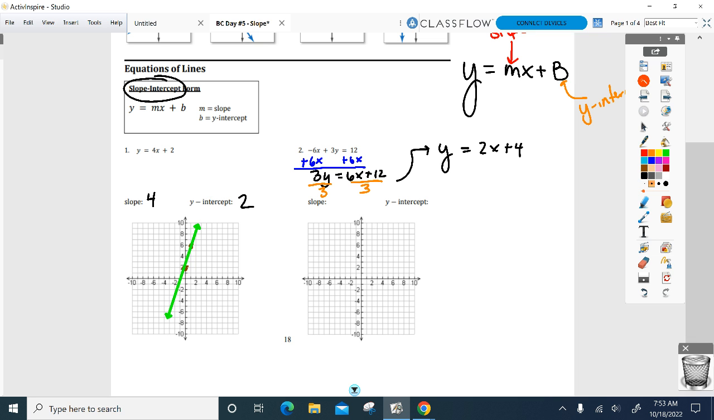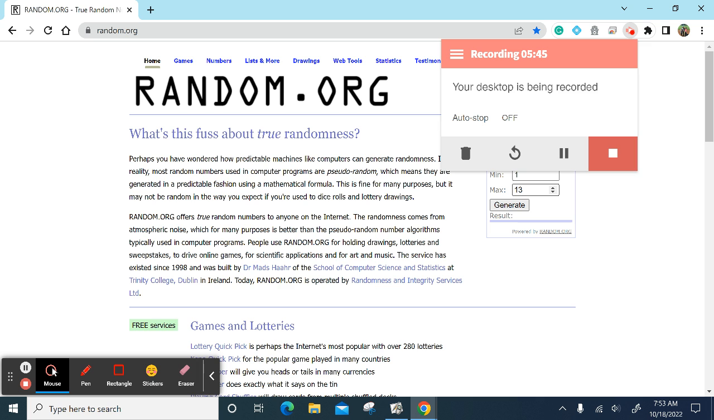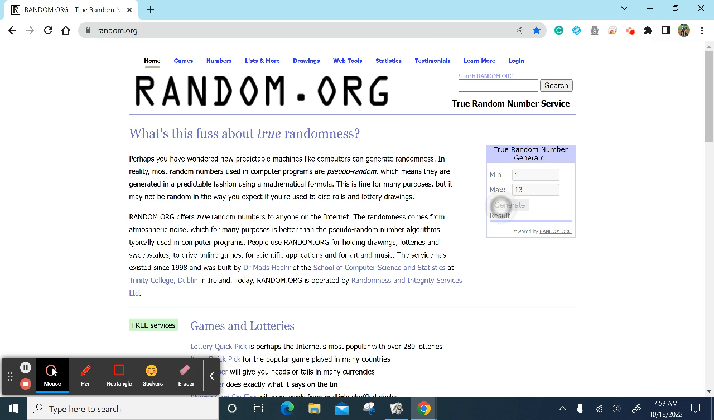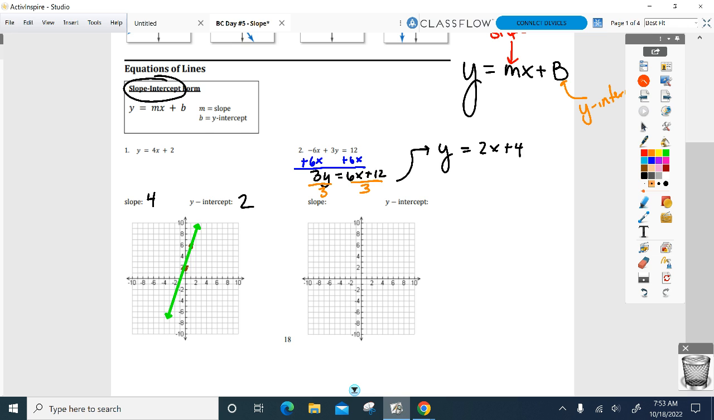Now I'll start calling out some people. How about the slope and y-intercept here? Let's hear from 3. Slope and y-intercept. Slope is 2. Yep. Y-intercept 4. Great work.